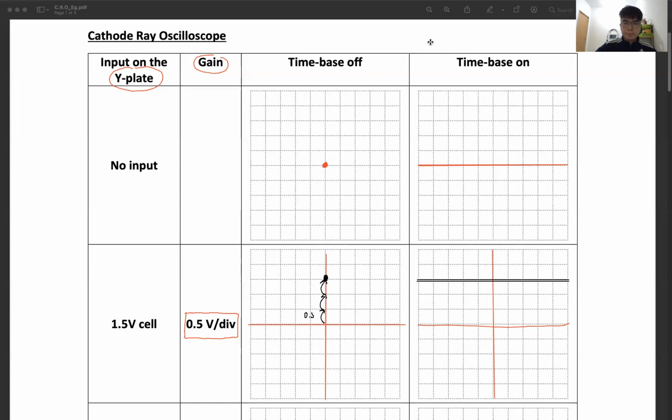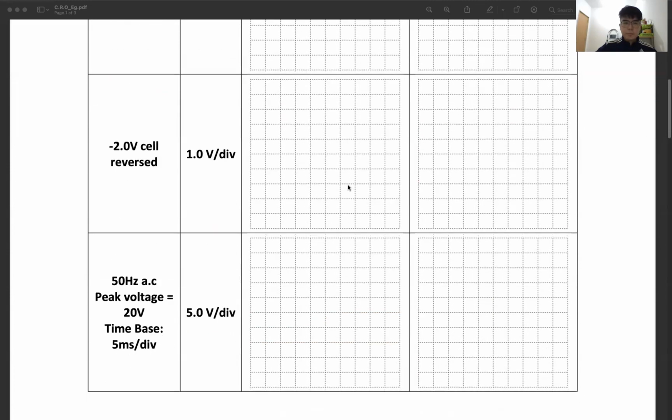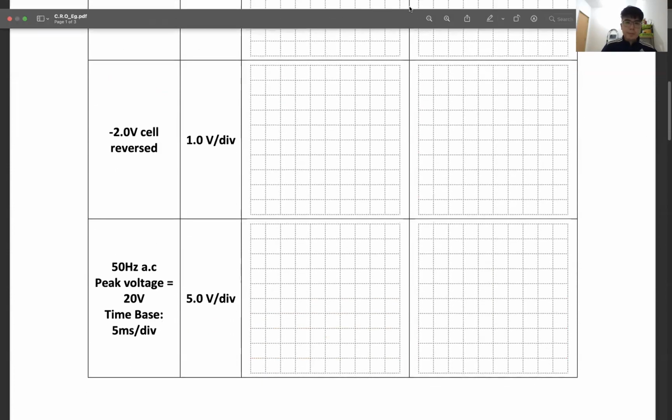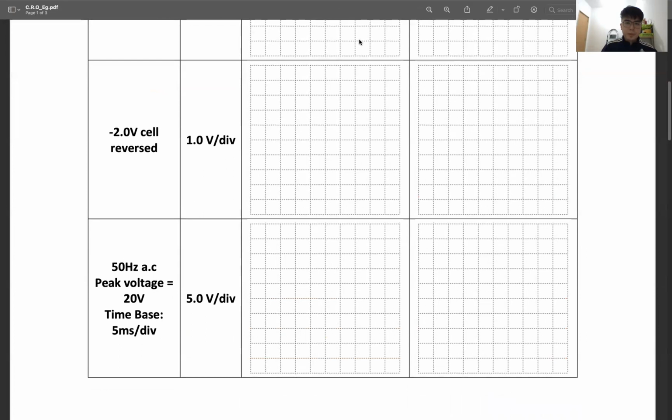Next one. -2 volt cell reverse. Okay, -2 is on the Y plate reverse terminal. 这样子它会 deflect 下去。So 10 volt per division, not 10, it's 1.0. So it will be 1.0, 2.0. So the dot will be down here.